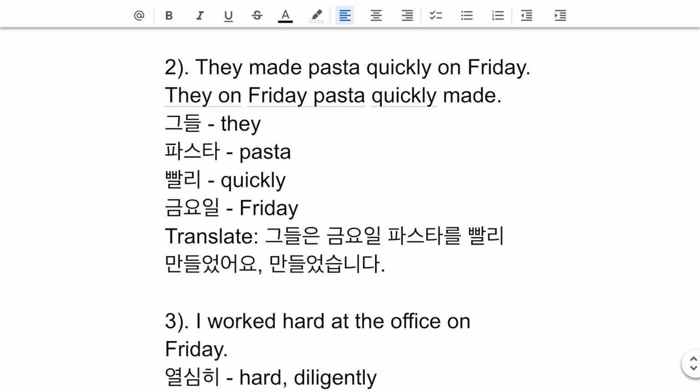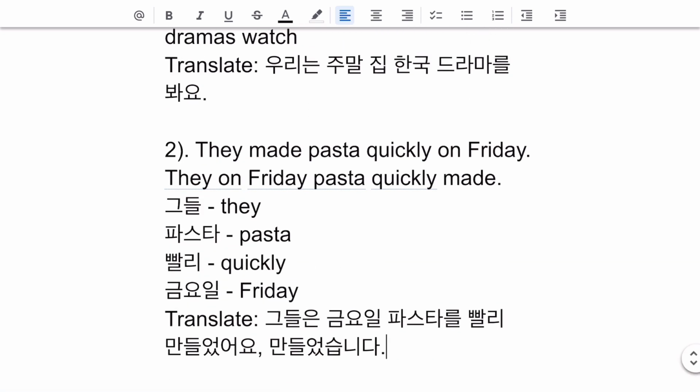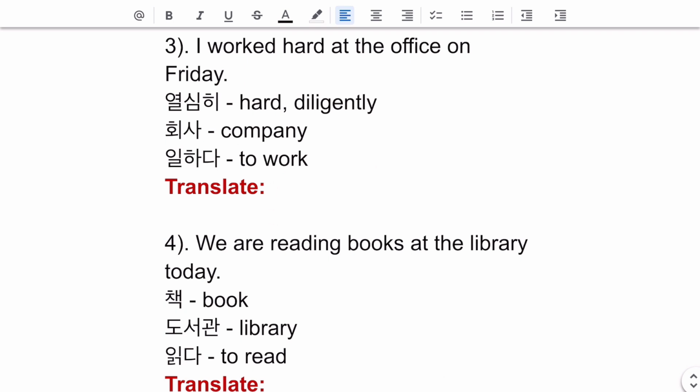So we plug in all of our Korean. 그들. That's our topic. It ends with the consonant, so we're going to do 은 this time. 그들은 금요일, Friday, 파스타를 ends with the vowel, so we're going to do 를. 파스타를 빨리. How do we make it? Quickly. 빨리 만들었어요 or 만들었습니다 because this is a past tense sentence. And there we go. So the next few are just for you guys to work out on your own, but I will show the answers really quick.